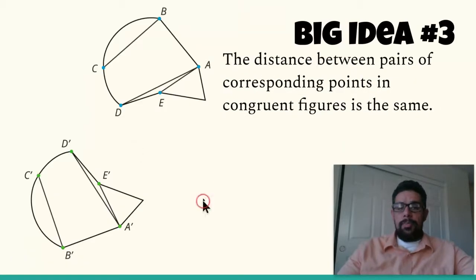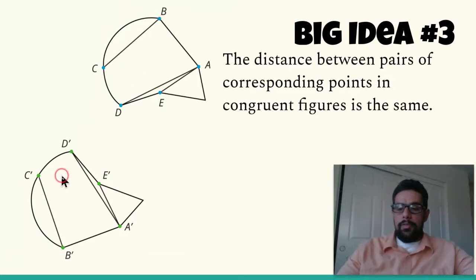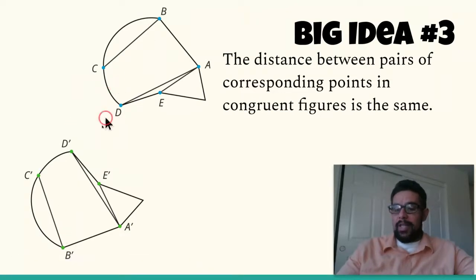Our third big idea is that the distance between pairs of corresponding points in congruent figures is the same. What we did is we looked at these figures. This is a reflection of the other one. You can see that these lines here, BC and B prime C prime, are not part of the figure, but their line segment, their distance, is the same because the figures are congruent.